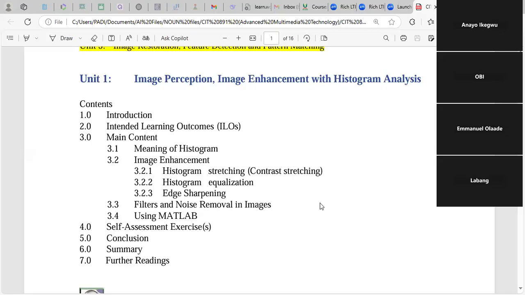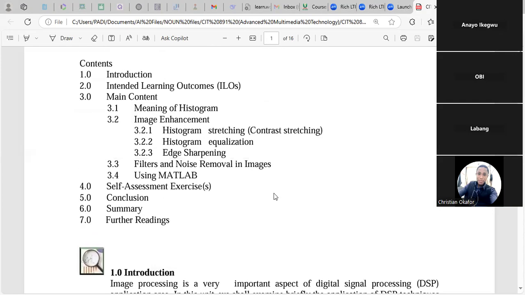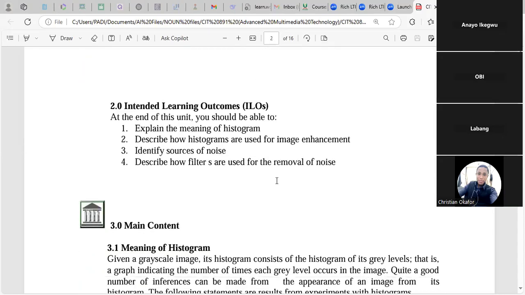But for the sake of this subject, we are using histograms for analyzing an image, to stretch an image, to equalize an image, to sharpen the edges of an image. At the same time, we'll look at how to remove noise from an image, and lastly, how to use or work with MATLAB.